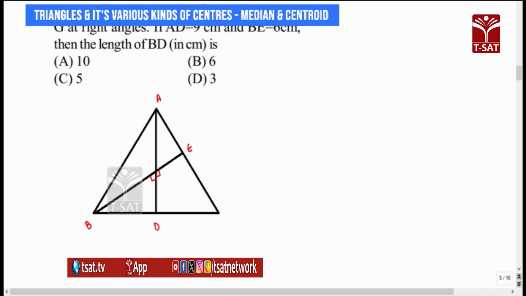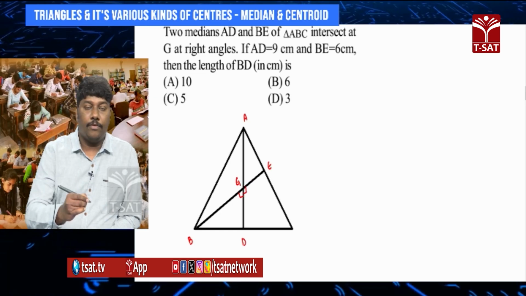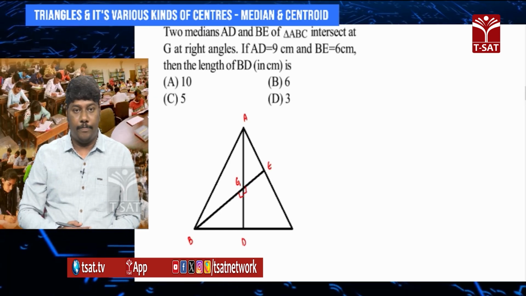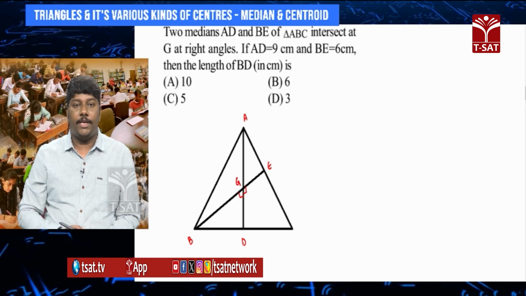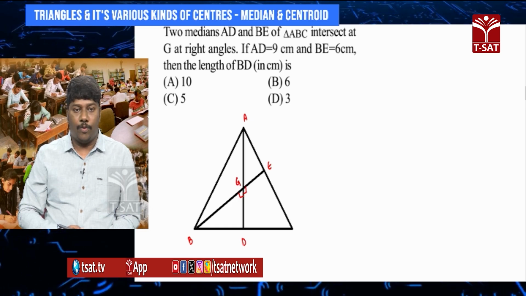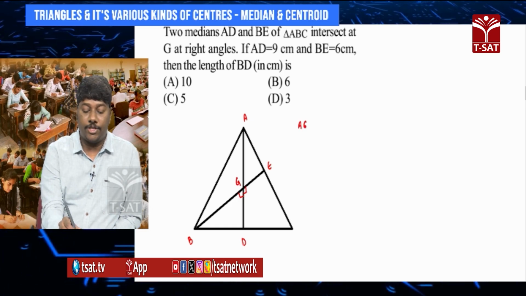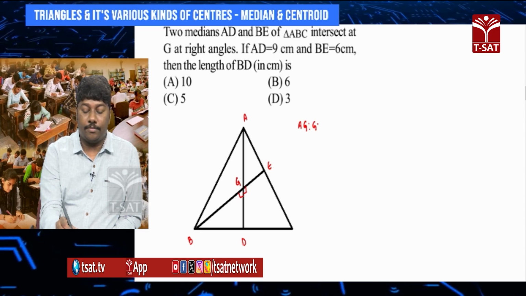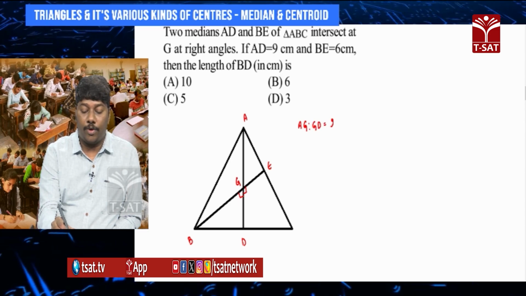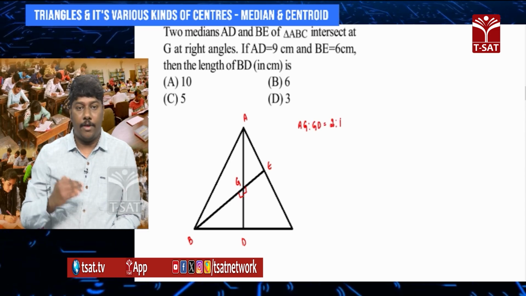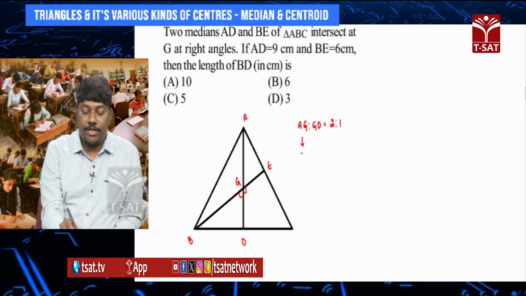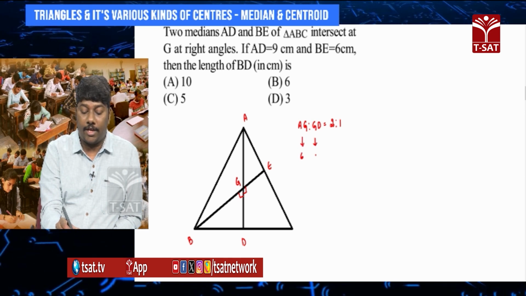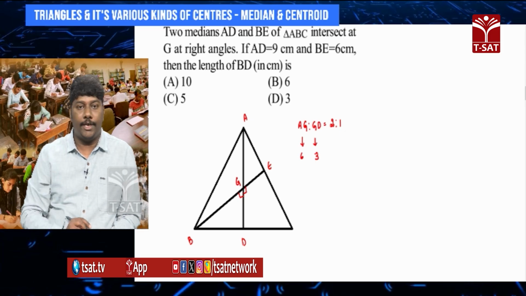AD is equals to 9 centimeters and their intersection point you call it as a centroid. We all know centroid divides the median in the ratio 2:1. So G divides AD in the ratio 2:1, therefore AG is to GD is equals to 2:1. Always you have to look at from vertex to the side. So AG becomes 6, GD becomes 3. 2:1 ratio, put together it is 9.